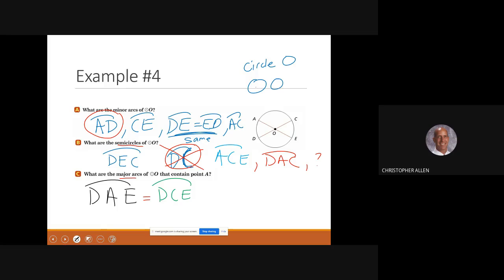They're the same arc. They're not different. So here's the thing. The way you name an arc, there might be more than one way to name it. These are correct namings for this arc right here. In fact, I'll do it in green. This one right here. We're talking about this arc right here. DAE, which is the same thing as DCE, those are that major arc.